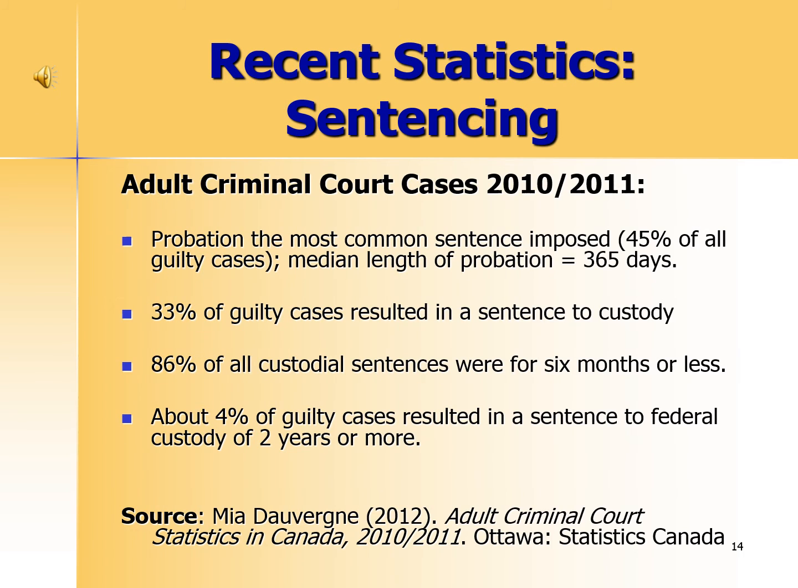I'd like to turn our attention now to some recent statistics regarding sentencing in Canada, and this is from a 2012 Statistics Canada report on adult criminal court sentencing in Canada. In the fiscal year 2010-2011, probation was the most common sentence imposed in Canada, so 45% of all guilty cases included a probation order, and the median length of probation was 365 days.